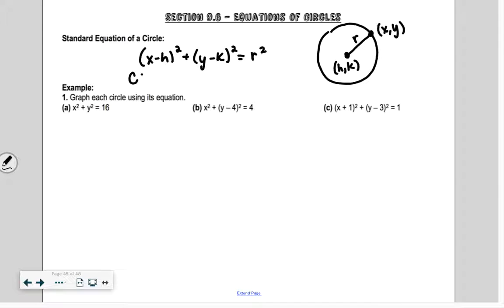So what are the important pieces of this formula? The center is (h, k), and your radius is r. It says graph each circle using its equation. So if I have x squared plus y squared equals 16, can you guys tell what our center is and what our radius is?